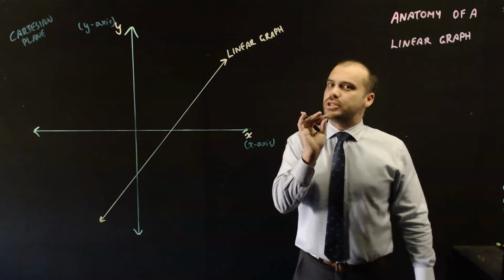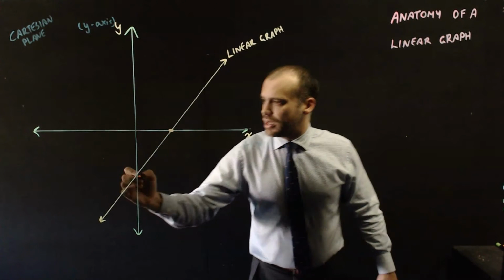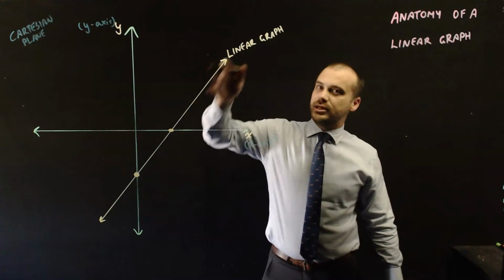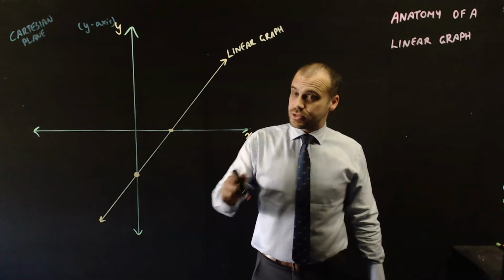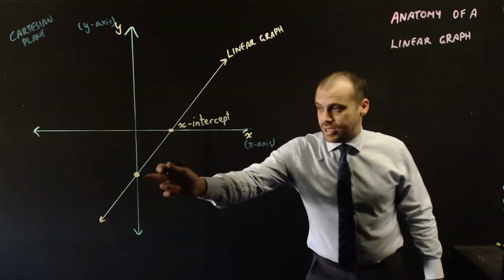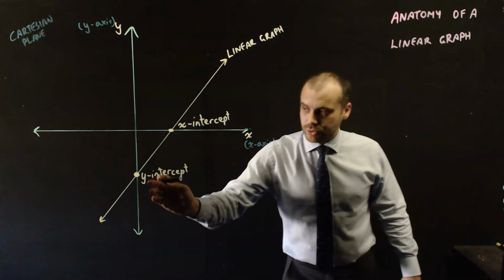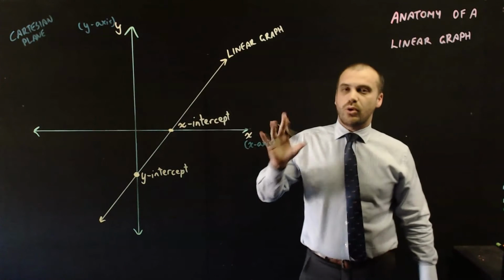Now, there are two really important points that we need to consider. This one here and this one here. Now, this point is where the linear graph intercepts the x-axis, and that's why it's called the x-intercept. And now you probably want to guess what that one's called. If you guess, you'll guess right. That is called the y-intercept. It's the place that the linear graph intercepts the y-axis.